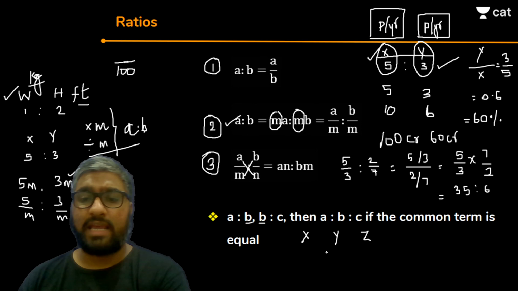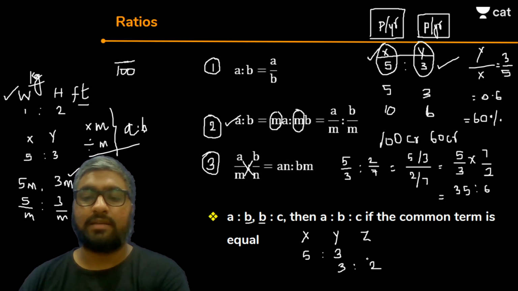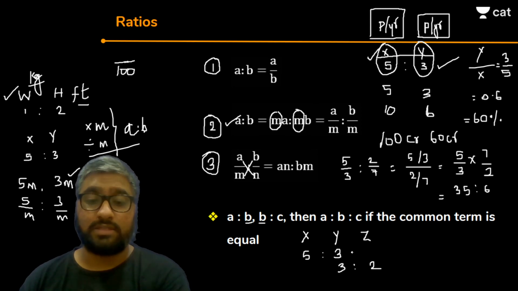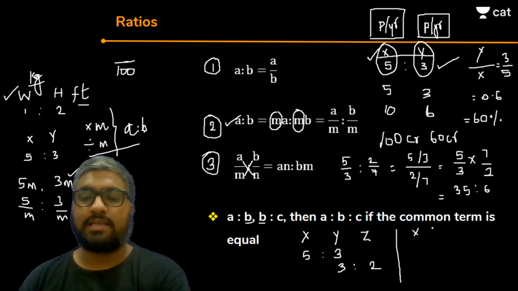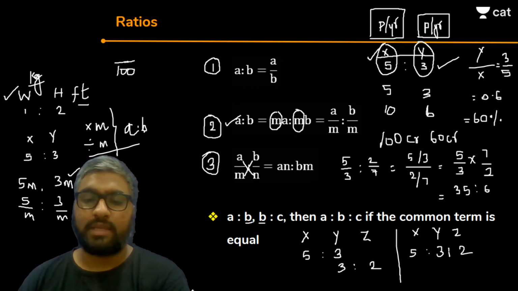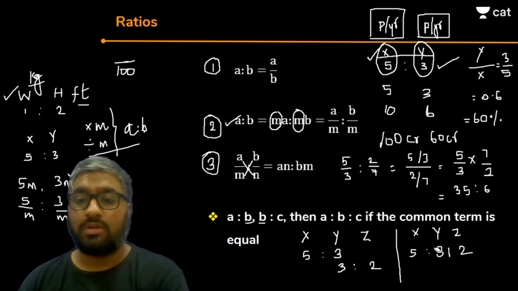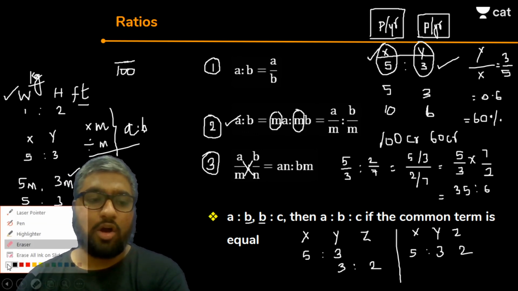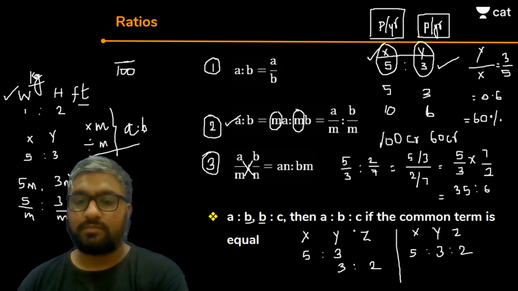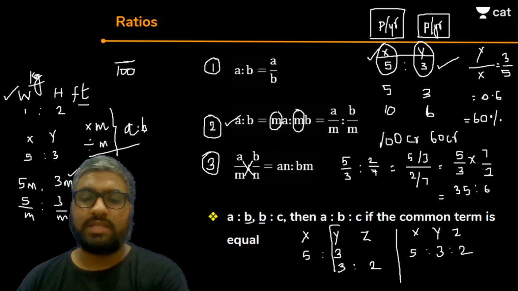If the ratios were 5 is to 3 for companies x and y, and 3 is to 2 for companies y and z, so if the ratio of x and y is 5 is to 3, y and z is 3 is to 2, then I can say the combined ratio of x, y, and z would be what? 5 is to 3 is to 2. Got it? 5 is to 3 is to 2, provided the common term is equal. What is the common term here? Y. Do you see how the ratio of y in both cases is 3?